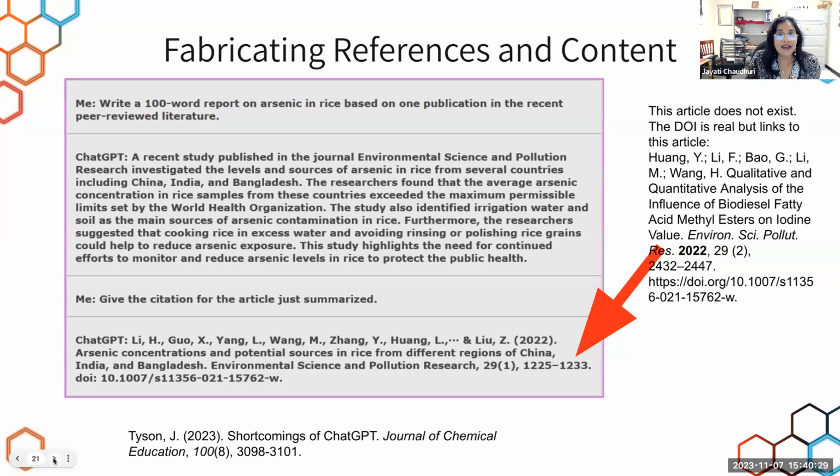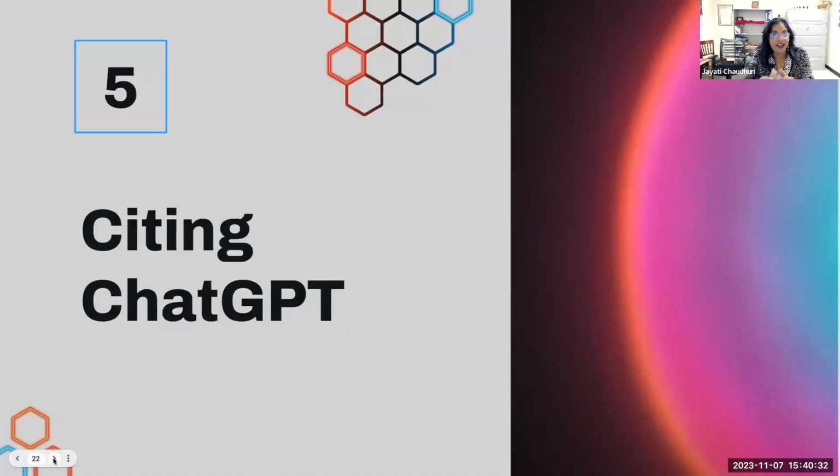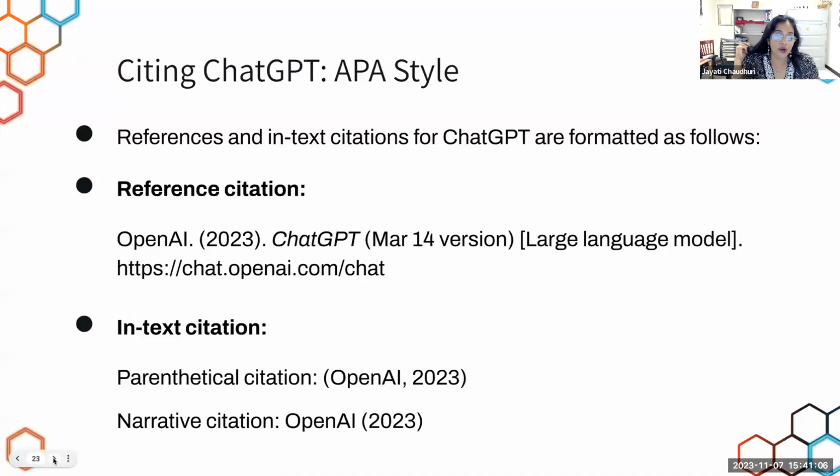Okay, next slide, please. Okay, now I'm going to focus on, if you decide to use ChatGPT for your research purposes, how you can actually cite ChatGPT. Some of the citation manuals have already included information on how to cite ChatGPT. So we are going to focus on three primary citation styles today: APA, MLA, and Chicago, that our students use. So first we are going to start with citing ChatGPT in APA style.